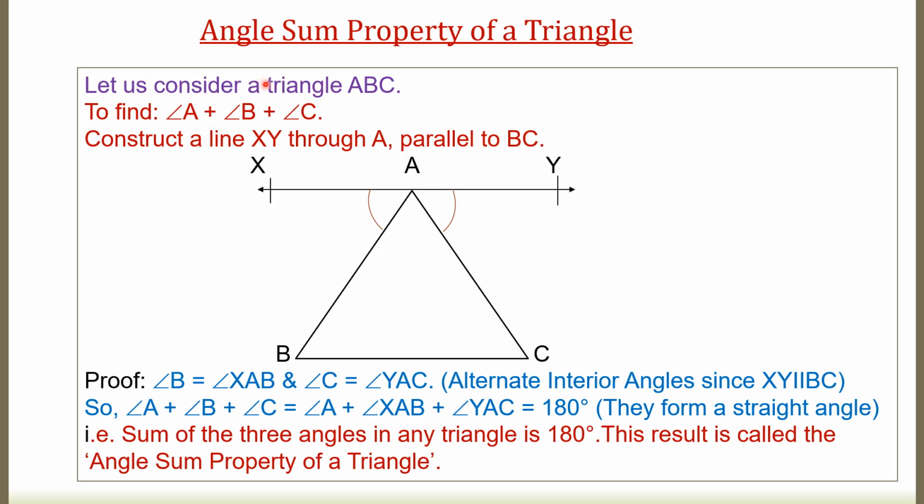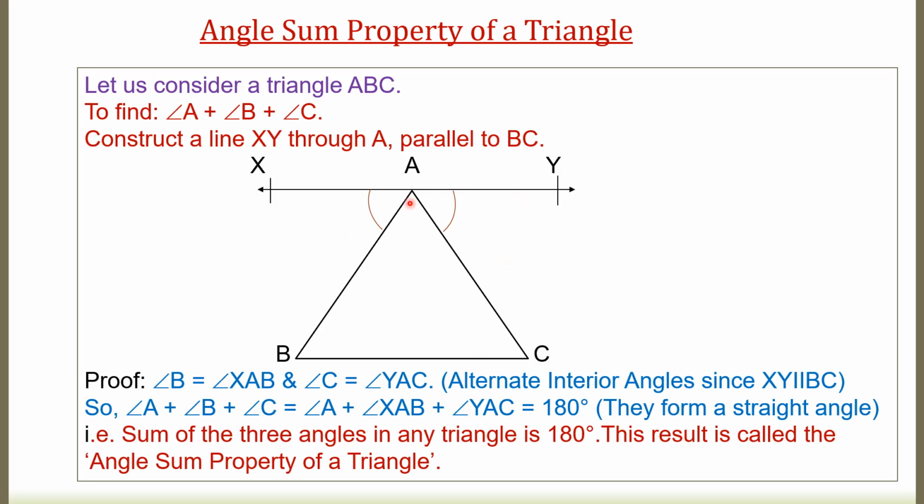So let us consider a triangle ABC. We have to find the angles A plus B plus C. As a construction, we will draw XY parallel to the base BC. Now, you have to remember the alternate interior angles when two lines are parallel.